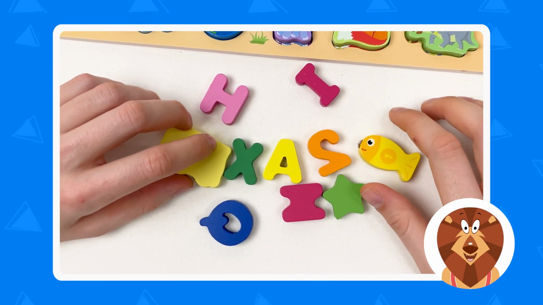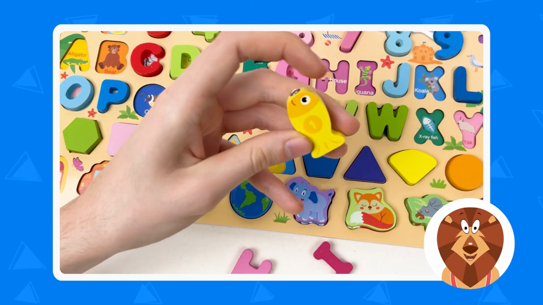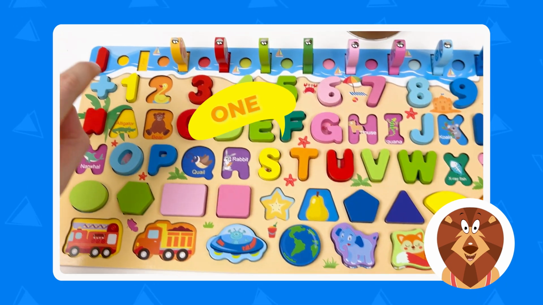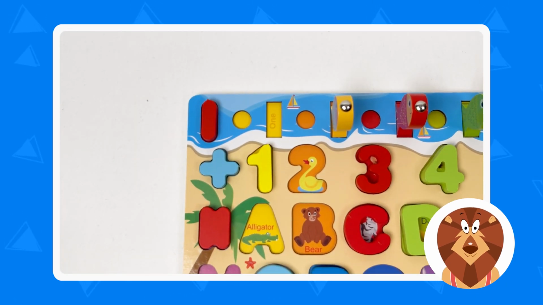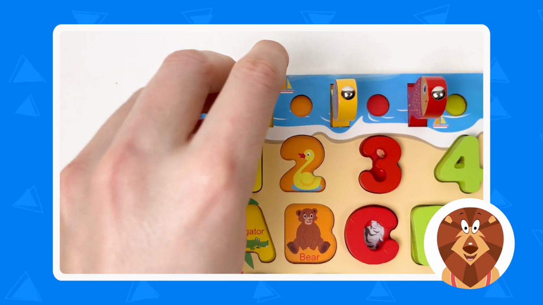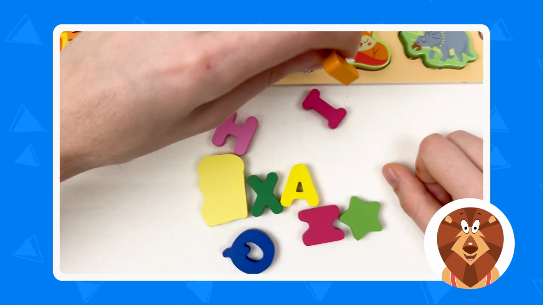So let's go through them. But let's start with the fish. So we have here the fish that represents the number 1. And can you see the number 1 on this board? Yes, here is the number 1. And we can place our fish like this. Great!